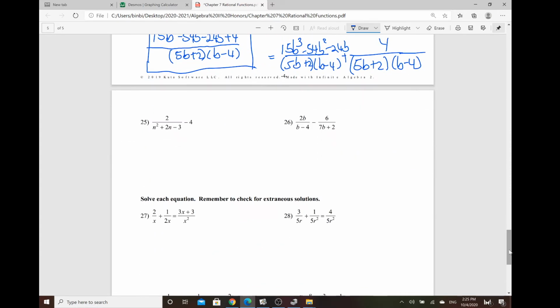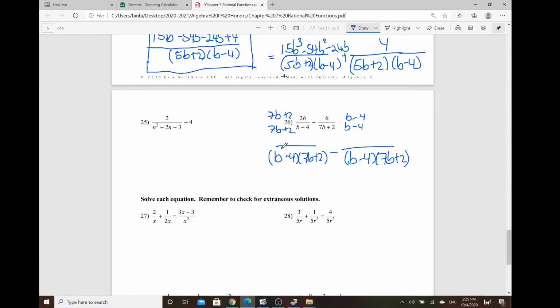Again, find the least common denominator. So this one is already factored. So the least common denominator would be b minus 4 and then 7b plus 2. Okay, so b minus 4 times 7b plus 2. Multiply the missing element, top and the bottom. So this one multiplies 7b plus 2, top and the bottom. And this one here is multiplied by b minus 4, top and the bottom.